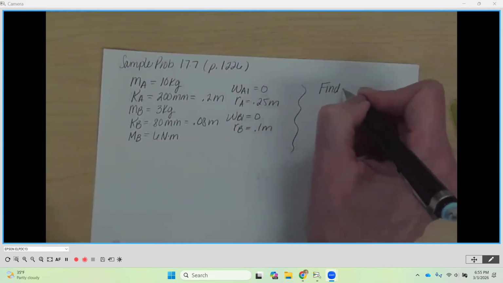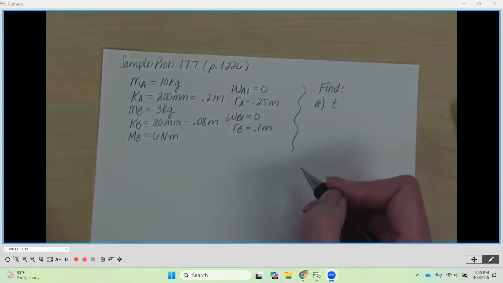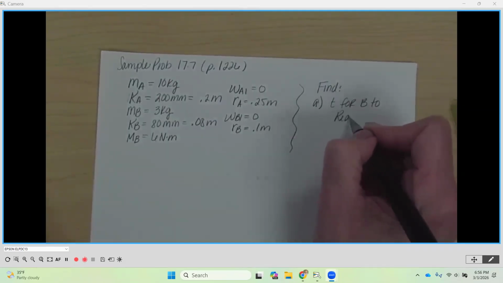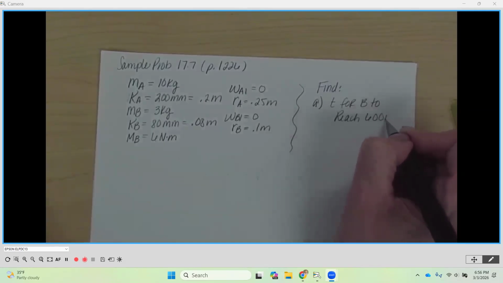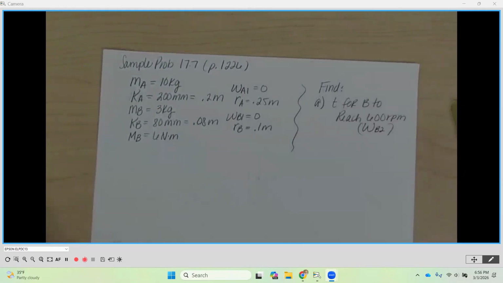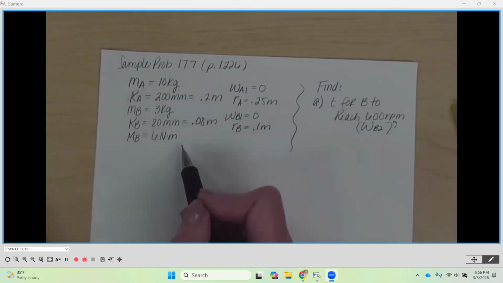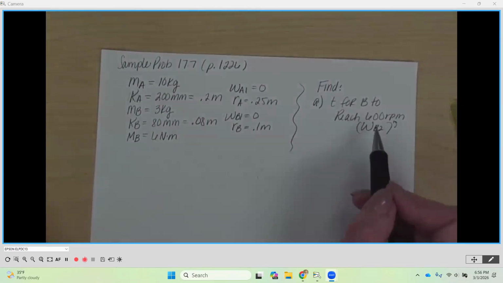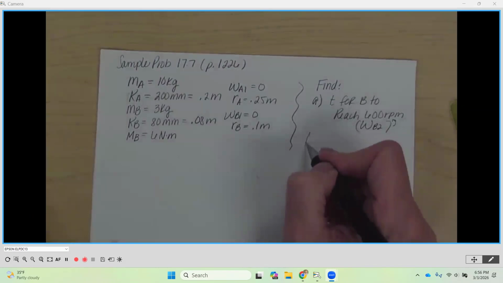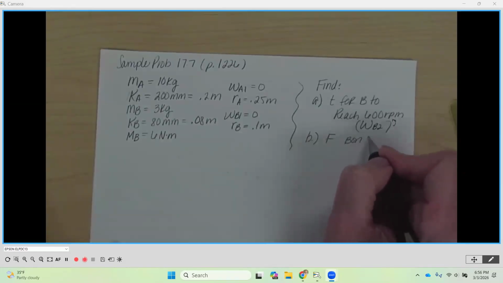What do we need to find, right? There's two parts to this problem. So part A is we want to know the time for B to reach 600 RPMs. And this is considered WB2. Okay, that's the 600 RPMs. So it's starting out at rest. We're going to apply that moment. And how long does it take us to get up to 600 RPMs for gear B? And then part B is going to be that force, that force B on A.